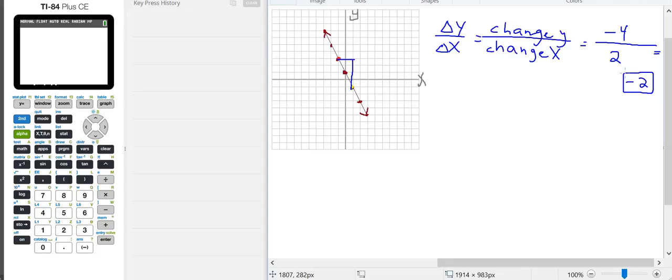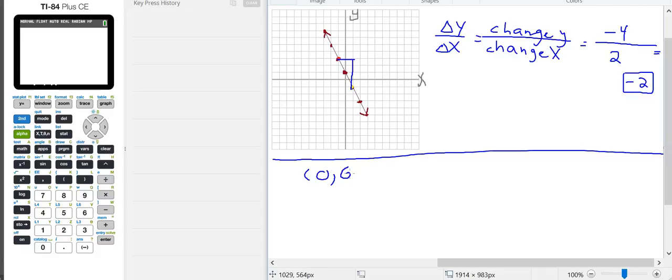Let's look at another example. Let's say we want to find the slope between 2 points, between 2 coordinates that aren't on this graph. Say we have the point 0, 6 and the point 4, -3. And we want to find the slope between these 2 points. So we're going to do delta y over delta x, or the change in y over the change in x.